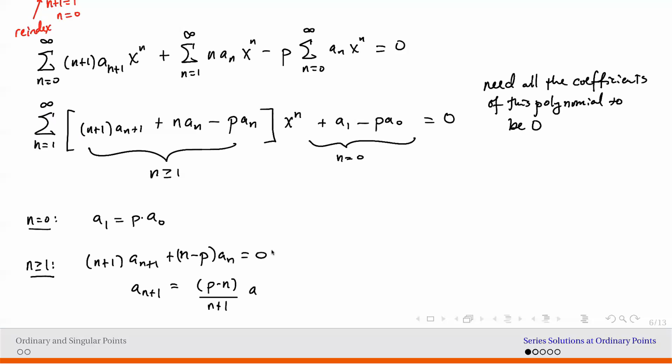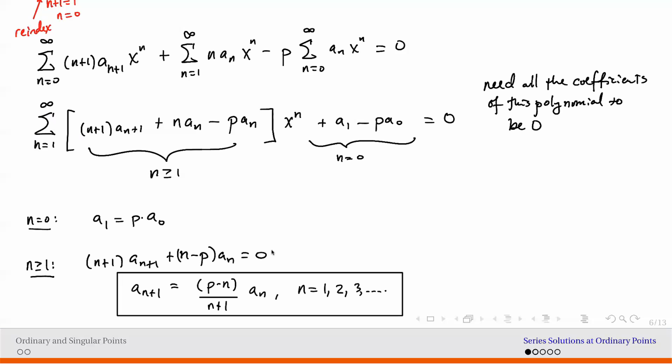So this formula is valid for generating all of the other coefficients in the problem. So you get started with generating the coefficients by looking at this piece. But then by looking at this piece, you get started. The question is, what is a0?